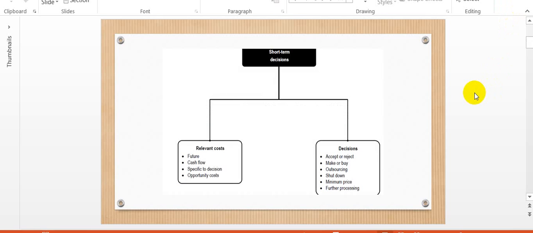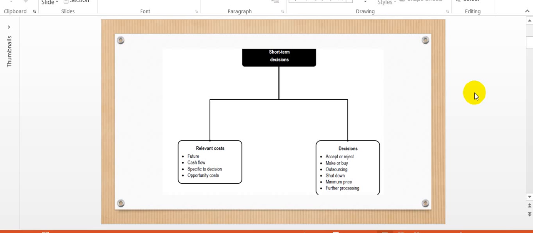Short-term decision making is used when making accept or reject decisions. This would be in situations where you have an offer for a job or a project, and you want to decide whether you should accept that job or project or reject it. You could also use it in make or buy decisions, where you decide whether you make a product in-house or you buy the product from outside.